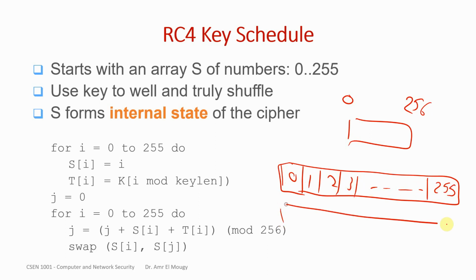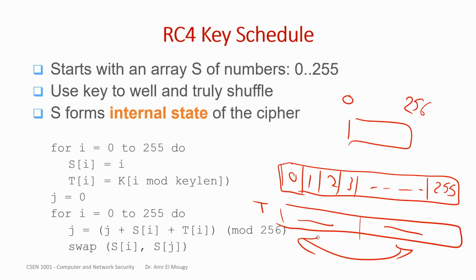You have another array, let's call it T. You copy the key into this array, and the array also has 256 places. So if the key is shorter than 256, then you copy the key and repeat it several times until it fills this array. If the key is equal to 256 bits, then you just copy it to this T buffer. Before you encrypt anything, you take this T buffer and do a permutation to it.